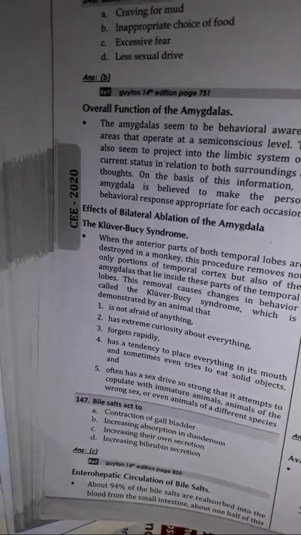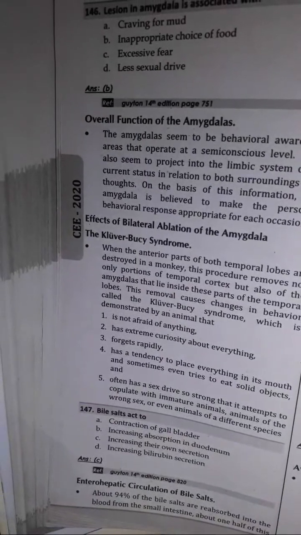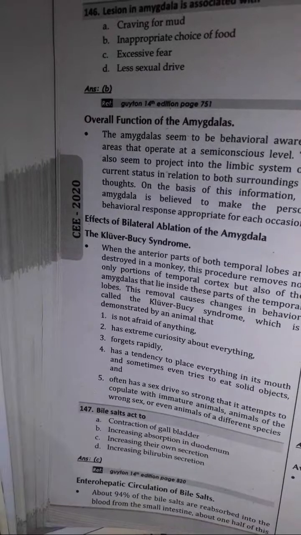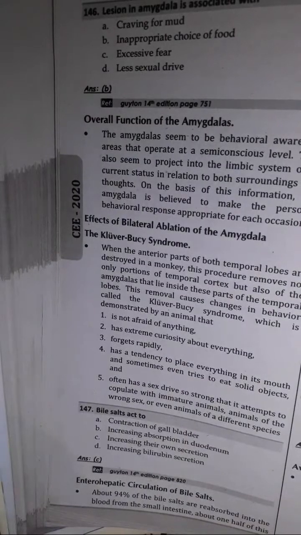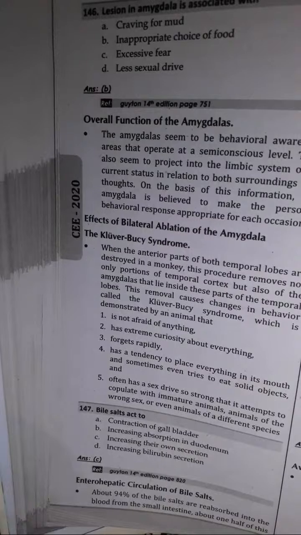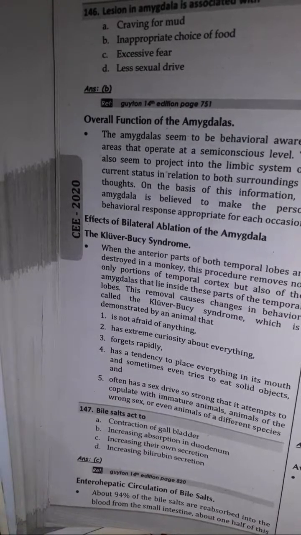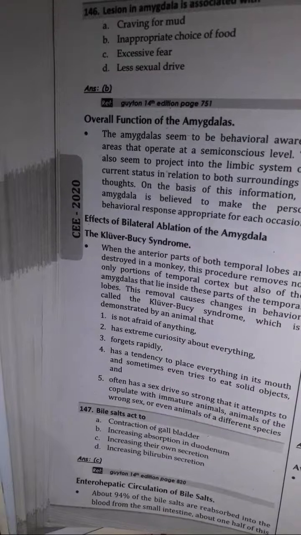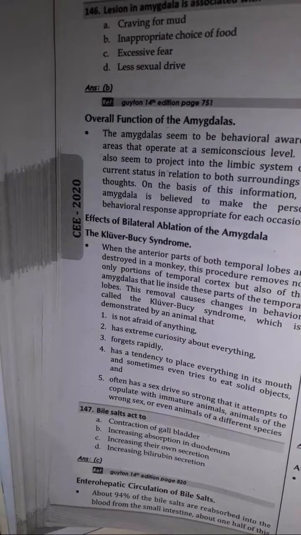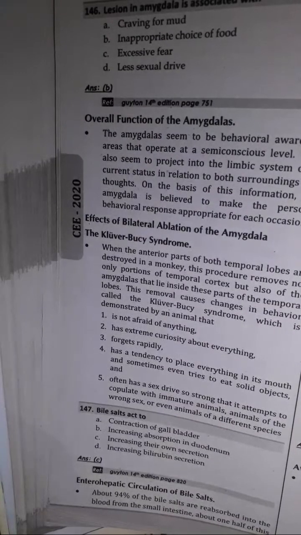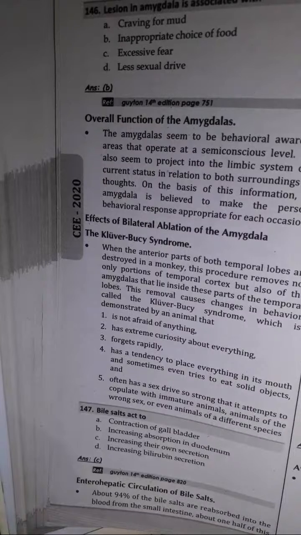Bile salts act to: A. Contraction of gallbladder, B. Increasing absorption in duodenum, C. Increasing their own secretion, D. Increasing bilirubin secretion. The answer is C. Bile salts act to increase their own secretion.